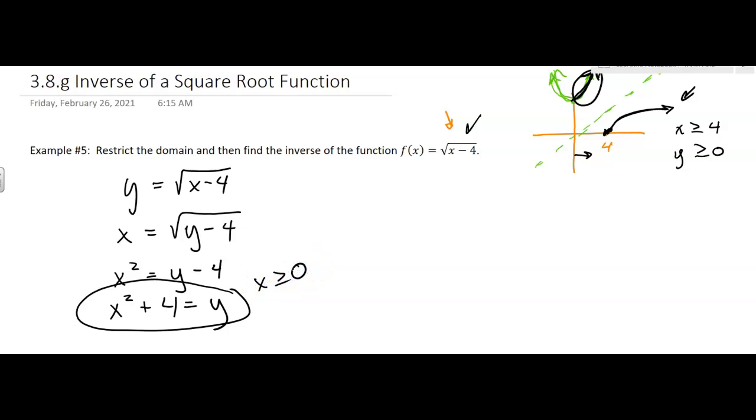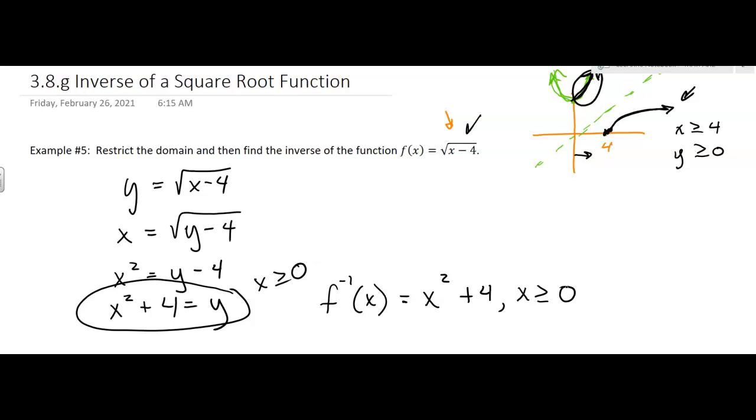Okay, so let's write the inverse. F inverse of x is x squared plus 4. But we're going to have to put a restriction in that says x is greater than or equal to 0. That's one way to look at it. Look at the picture and you can see, well, I can't have the whole parabola. I can only have half of it to represent the inverse.